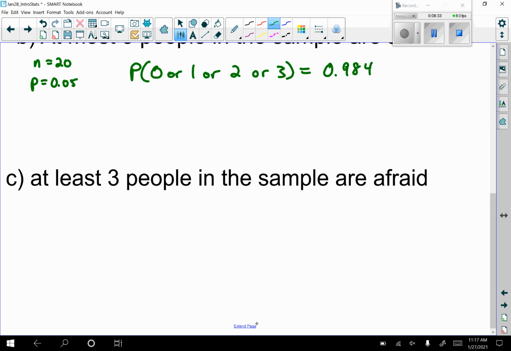So I want you guys to try C. Now in this case, I'm just going to write the probability of at least 3. Now in this case, we could just show that X would be, if we're at least 3, we're what? Greater than or equal to 3. So pause the video to see what you think you should type into the calculator. Give that a try.